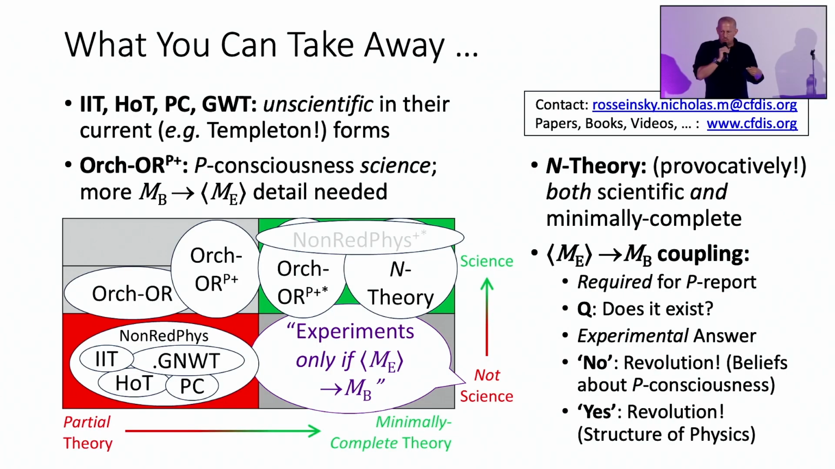So what are the takeaways? Well, first are these specific comparisons between IIT and friends, Orch-OR and N-theory. Then there's the general comparative framework, the 2 axes and 4 boxes. If there's one thing I'd love people to take away, it's thinking about the significance of this angle brackets coupling, qualia-valued information coupling to standard physics measures.